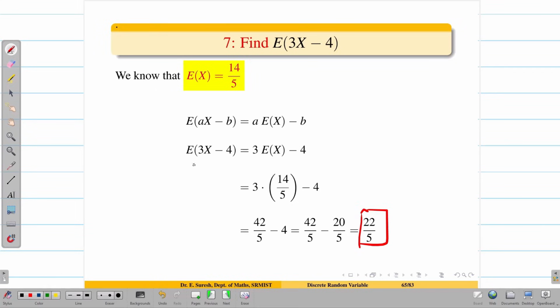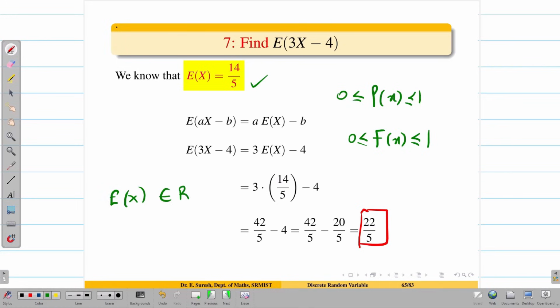And there is one common mistake students will do. Probability lies between 0 to 1. Your cumulative probabilities lie between 0 to 1. Expectation need not lie between 0 to 1. Expectation is a real number. It may be anything, 0 or negative or positive.